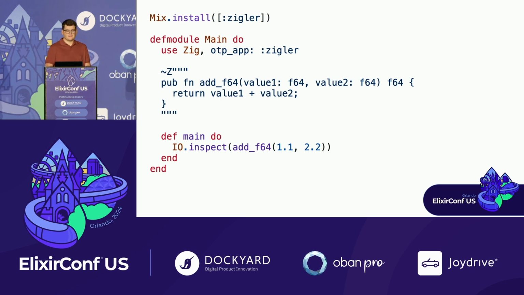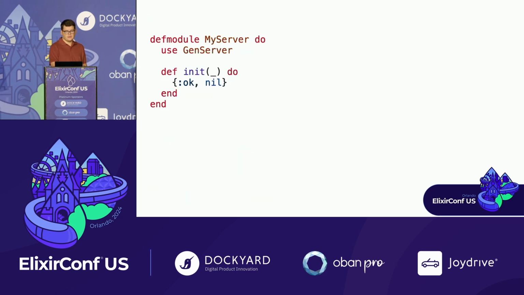It's very cool. And importantly, Zig has a fantastic integration with C, and Ziegler makes it very easy to use Zig from Elixir. So we can very easily integrate with libraries written in C. Yeah, we run this and we get the result.